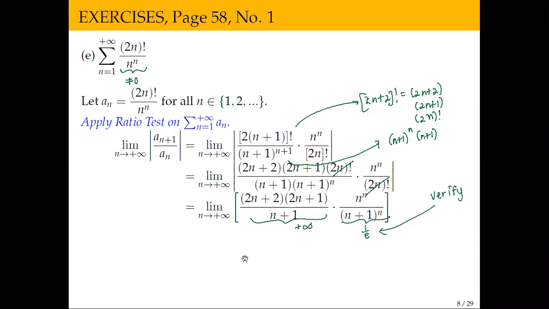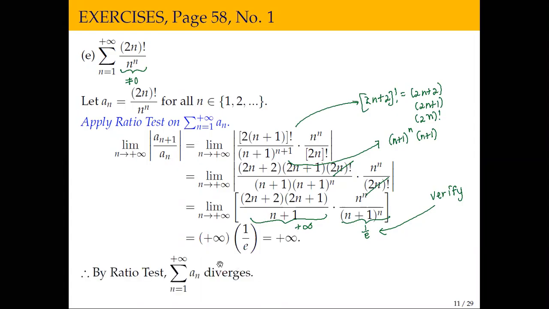Thus, you have here positive infinity times 1 over e. 1 over e is a positive number, so times positive infinity, you have here positive infinity. Thus, we have shown that this limit is equal to positive infinity. In return, by the ratio test, we say that this infinite series diverges. And that's it for letter E. Parehas ba kayo ng nakuhang sagot? I hope so.